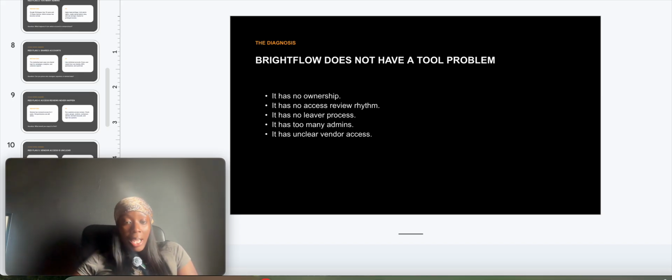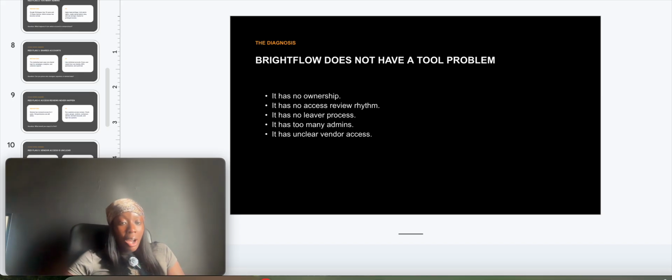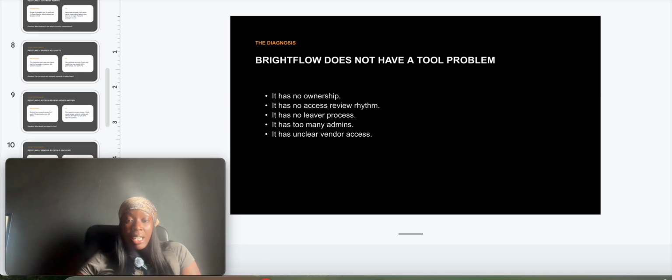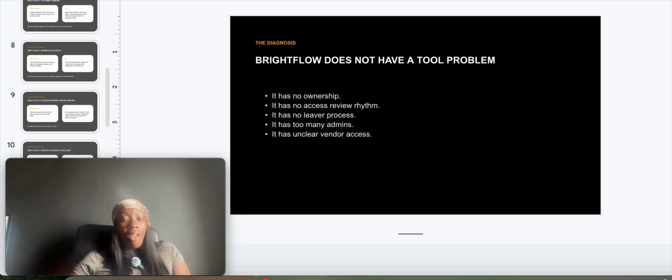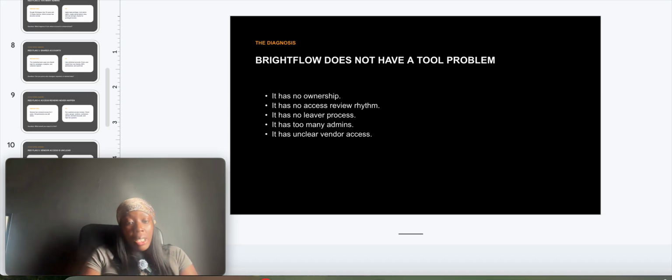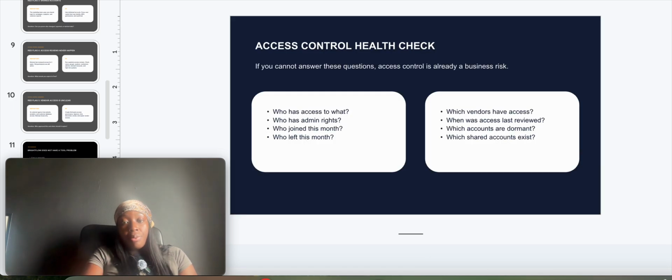They have far too many admins, so the risk of an attacker hijacking an existing admin account and doing damage is high. They have many entry points. And then they have unclear vendor access. So that means when third parties come in, they're almost treated like permanent staff, and they don't have expiring access.